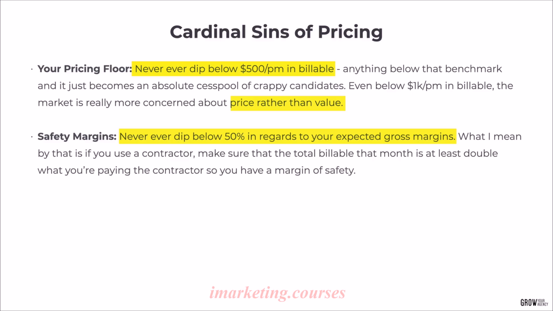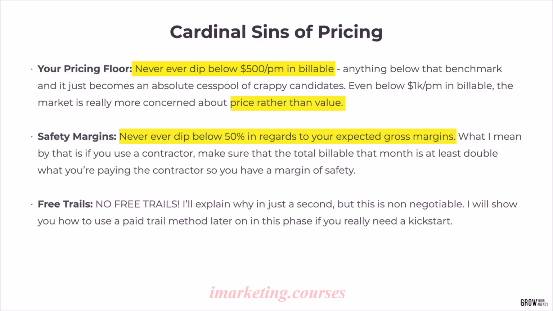So what I mean by that is that if you use a contractor, make sure the total billable that month is at least double what you're paying the contractor, so you have a margin of safety. Next thing is free trials. No free trials. Now I'll explain why in just a second, but this is a non-negotiable, guys. I'll show you how to use the paid trial method later in this phase if you really need a kickstart and you just need something to get off to the races with.